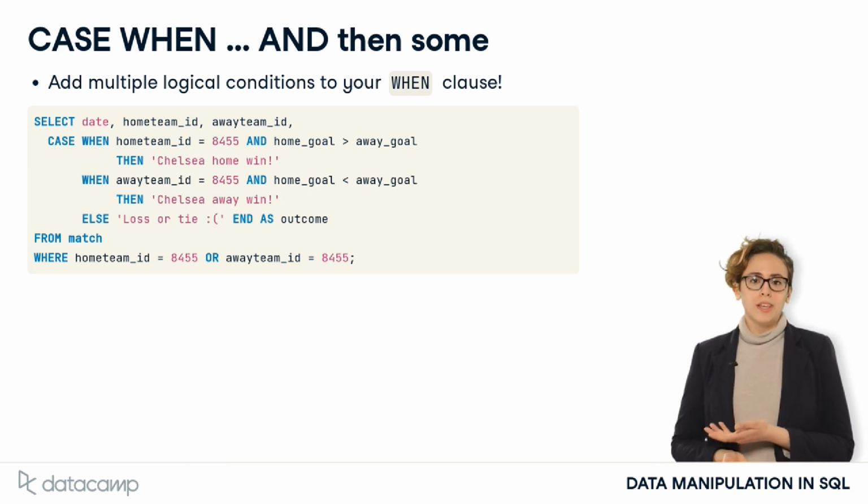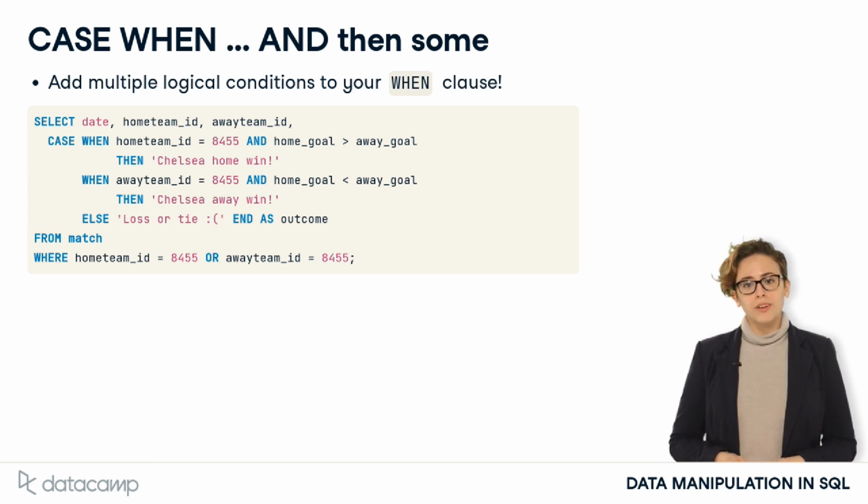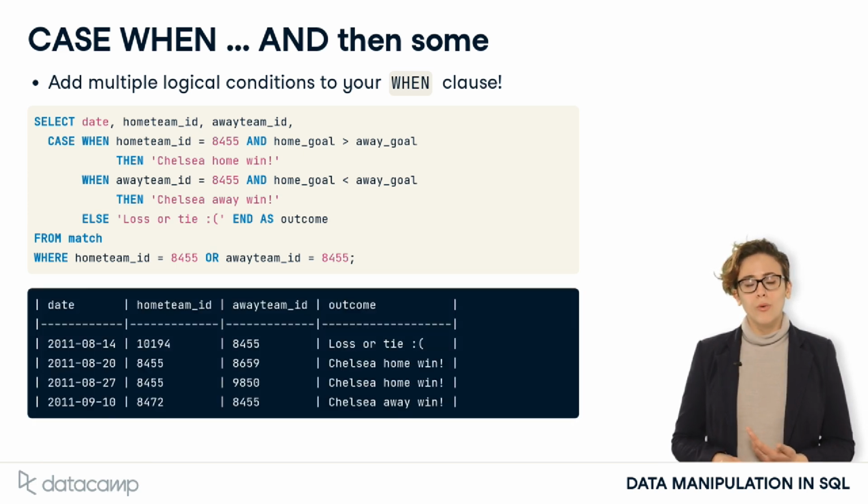The opposite set of conditions are included in a second when statement. If the away team ID belongs to Chelsea and scored higher, then the output returns Chelsea away win. All other matches are categorized as a loss or a tie. Here's the resulting table.